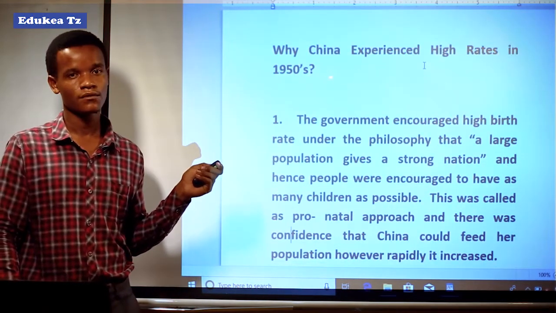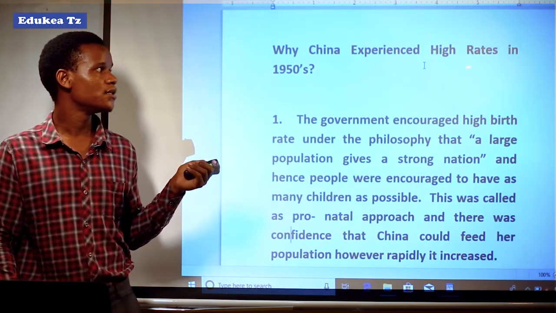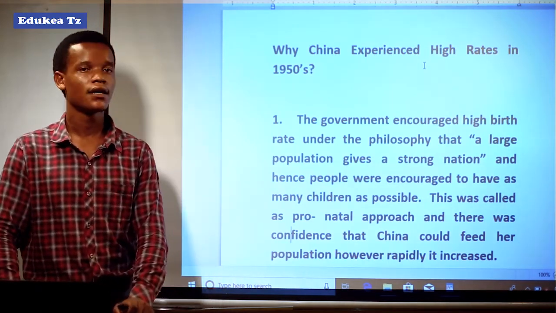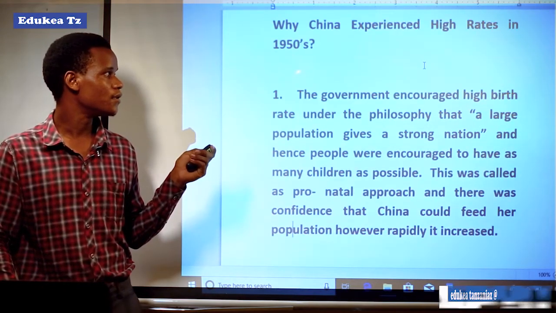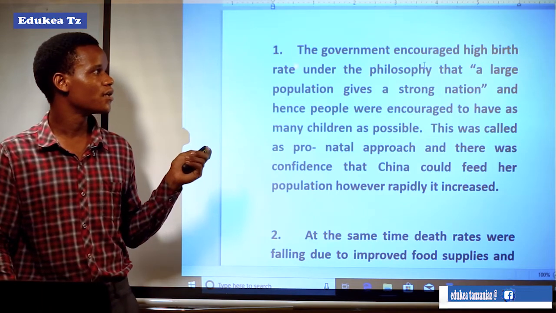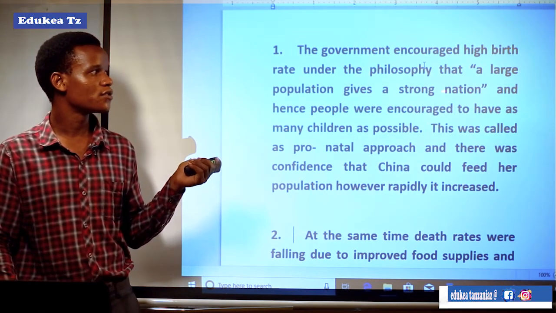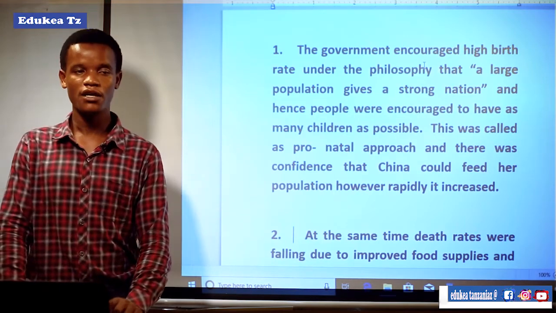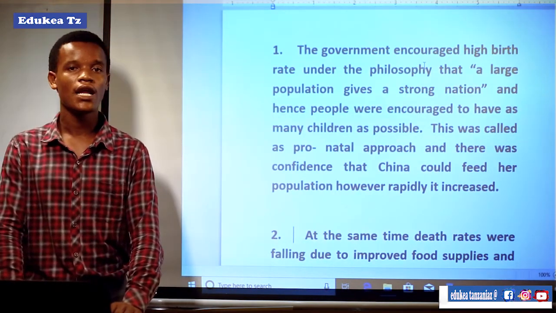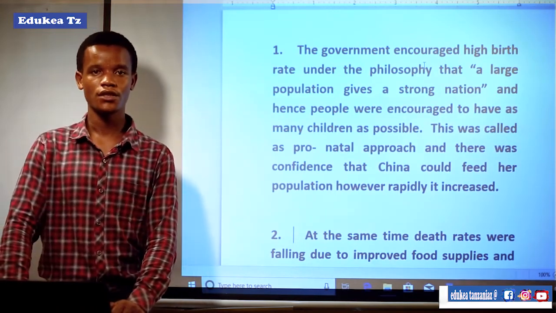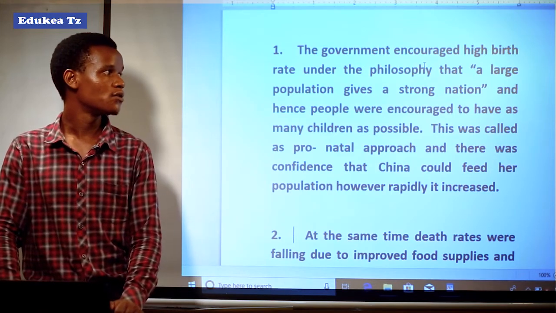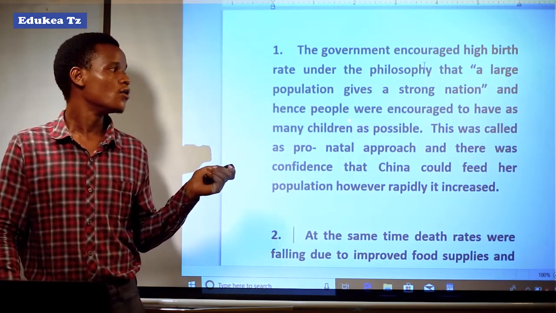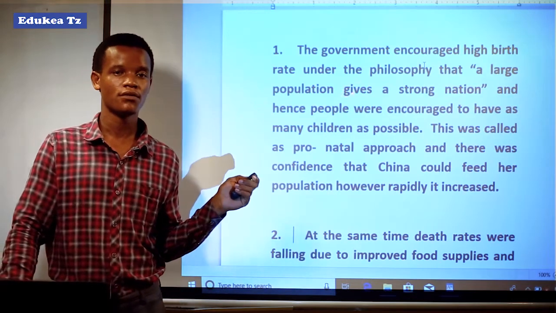Okay, let us now see why China experienced a high birth rate in the 1950s. Here we're going to see the reasons. The first point is that the government encouraged a high birth rate under the philosophy that a large population gives a strong nation. In the 1950s, the government of China encouraged high birth rates because they believed that a large population gives a strong nation. So people were encouraged to have as many children as possible. The government of China supported people to produce.